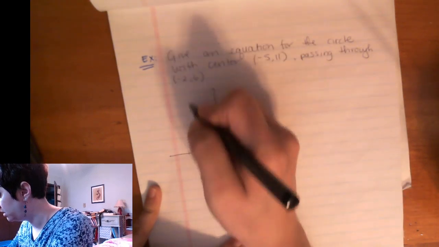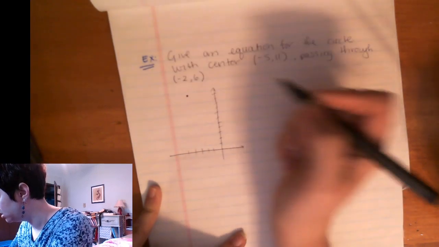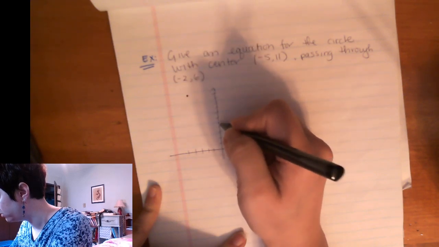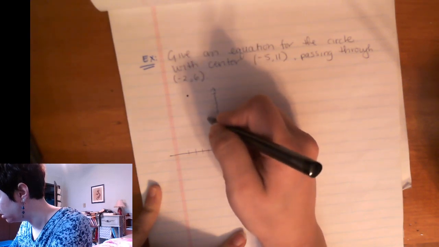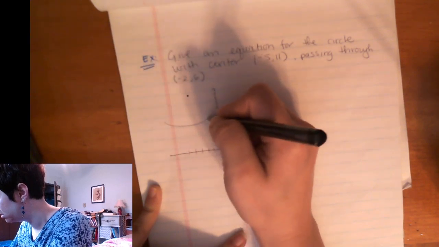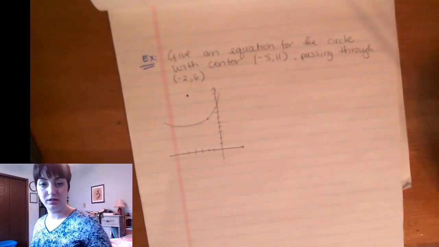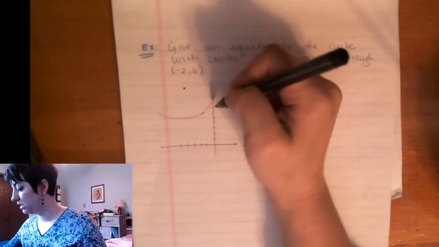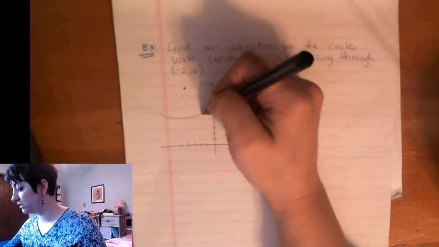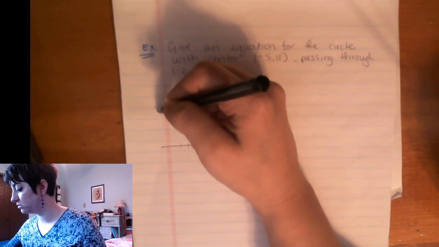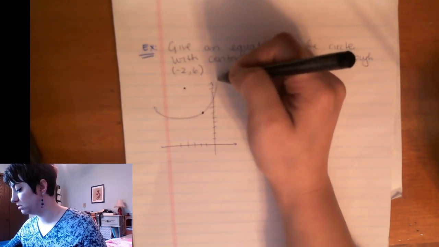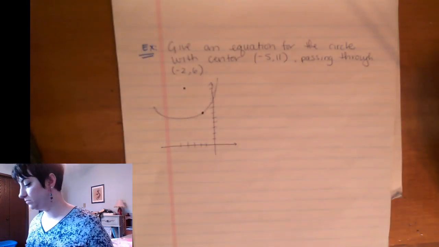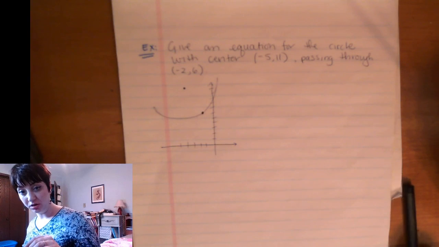All right, so negative 5, 11 is the center, and it passes through the point negative 2, 6. So 1, 2, 3, 4, 5, 6. So like here. Now I'm only drawing part of it, but something like this, right? So here's the center. Here it definitely contains the point negative 2, 6, so that's part of my circle. So you can imagine that it extends and goes all the way around.